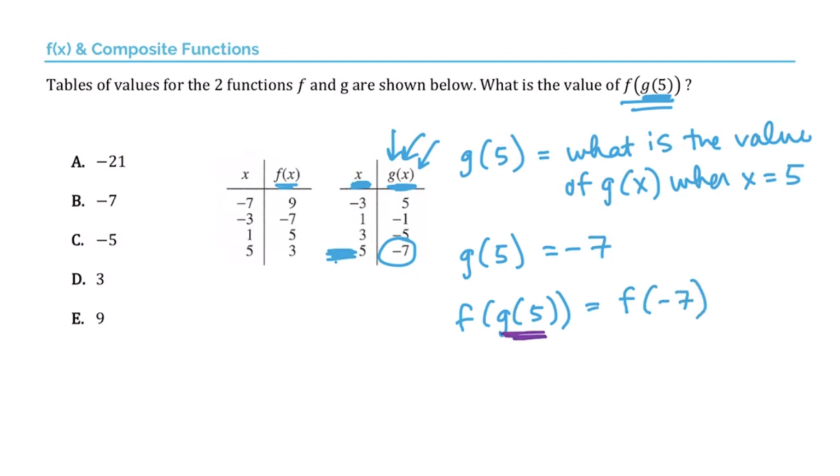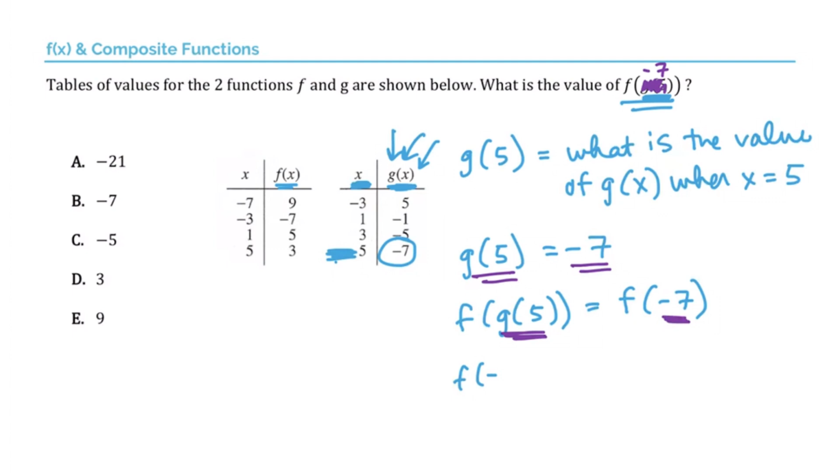And that's because g of 5 is simply -7, right? We just figured that out. G of 5 was -7. So again, we start with the inside so we can basically solve for g of 5 and then ignore it and replace it with whatever it equals, which in this case was -7. So now we're going to find what is f of -7.